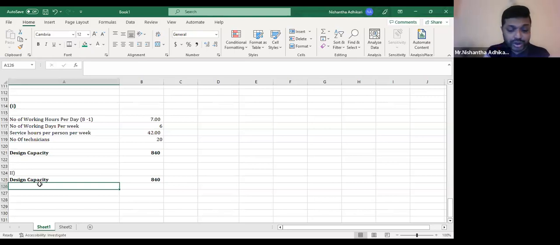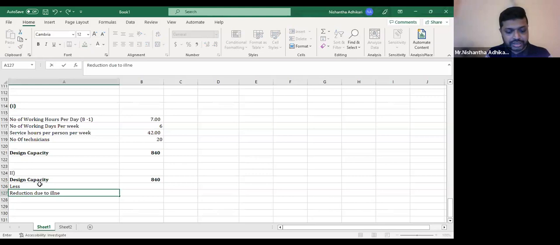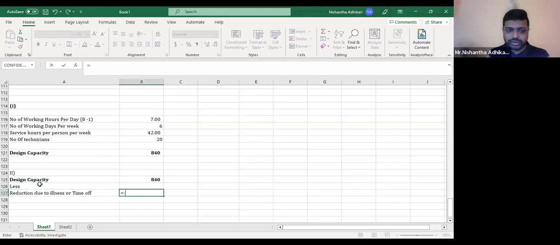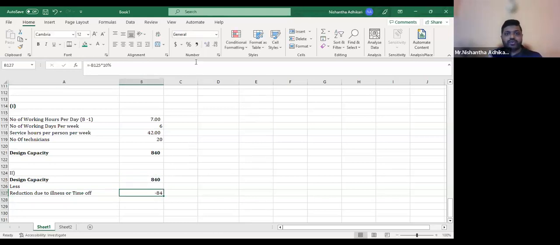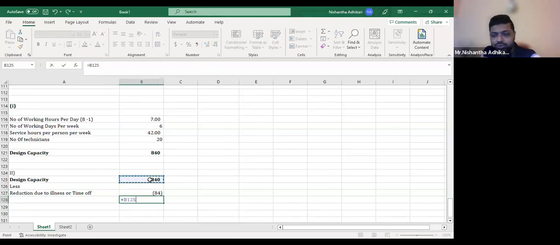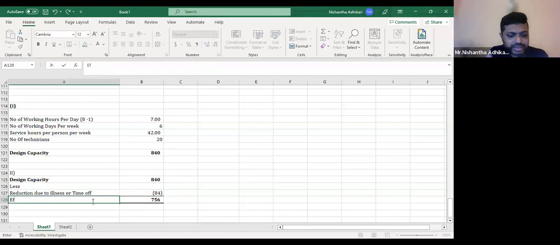Then here you have to deduct the reduction due to illness or time off. It will be 10% lower. 840 into 10% is 84 hours. Effectively, the time available is 840 minus 84, so 750 is the effective capacity.